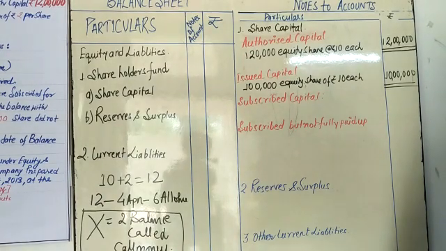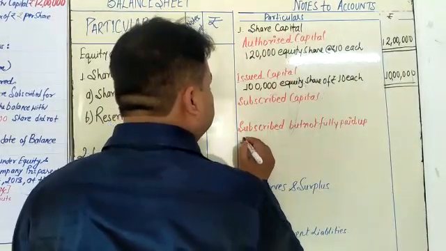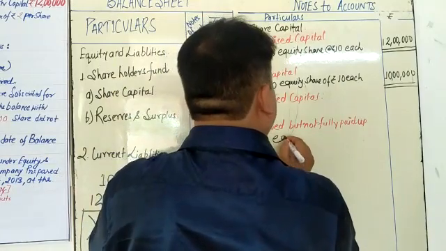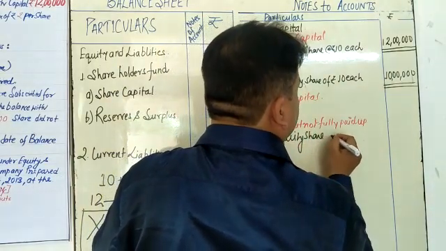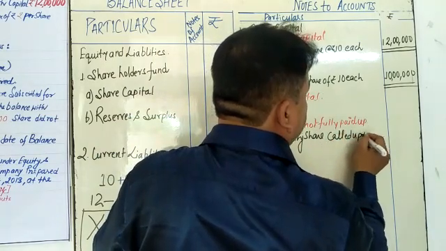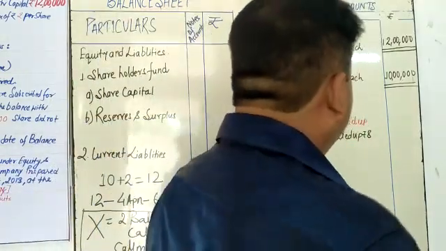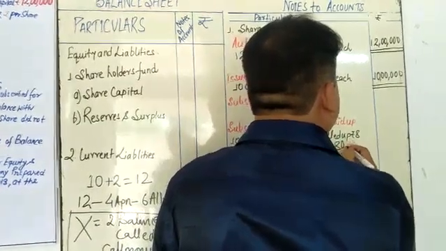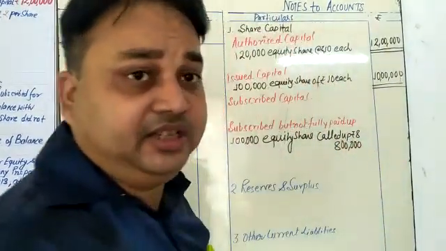So you have to write down here 1 lakh equity shares, called up 8 rupees. So what is the called up? 8 rupees. You will write here that 8 lakh rupees is going to be called up by the company till the preparation of the balance sheet.